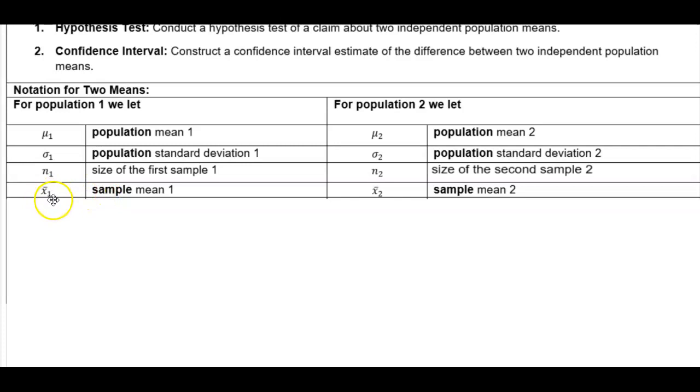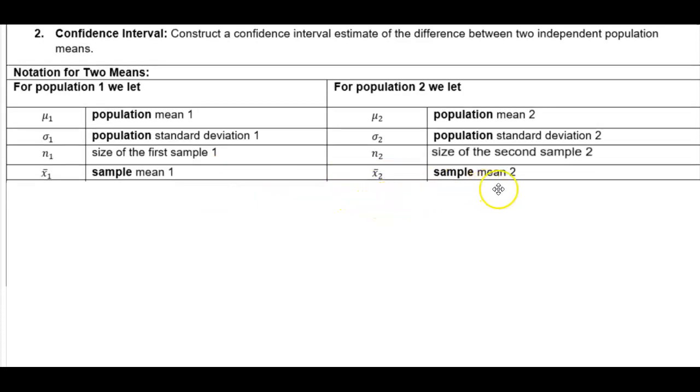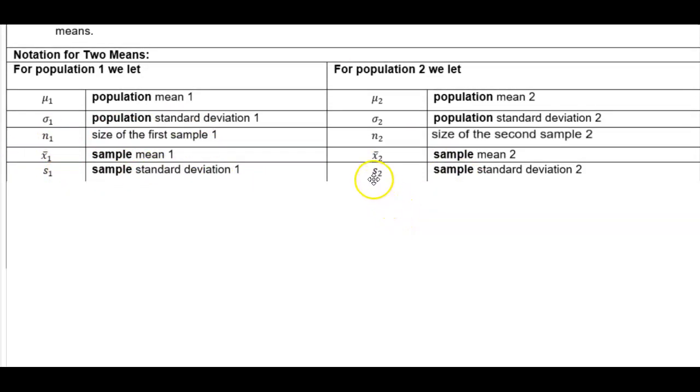X bar 1 is the sample mean for the first one, and X bar 2 is the sample mean for the second one. S subscript 1 represents the sample standard deviation for 1. S subscript 2 represents the sample standard deviation for 2.